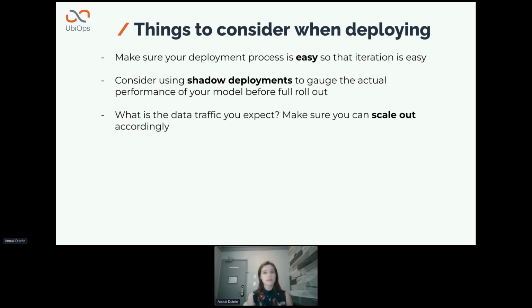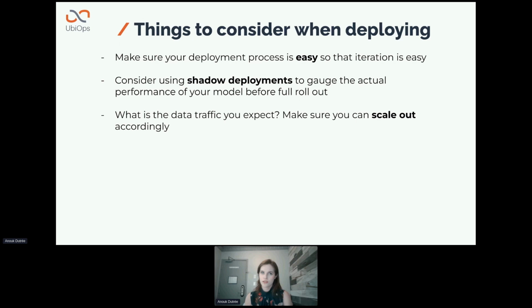Also consider what the data traffic is that you expect and make sure that you have the option to scale out accordingly. Data traffic is something that typically is very application dependent or company dependent. Some companies will have to deploy their models behind an app that will be used worldwide by many different parties, and they know it will need a GPU, for instance, so that means that they will need to scale up to X amount of GPUs at any moment to be able to give a response in an adequate time.